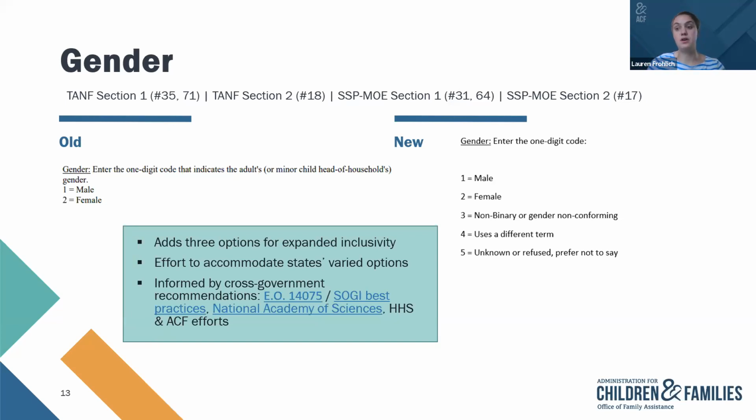There was an executive order with sexual orientation and gender identity best practices. There was a report from the National Academy of Sciences. HHS and ACF are doing their own efforts around this. So there's really a lot of work thinking about this that we tried to incorporate here. And I will say, one of the best practices that we saw in a lot of places was to actually have a two-step question. But here is where we were limited in not wanting to add a data item that would require more substantial changes to IT systems. And so we were limited to one question here.